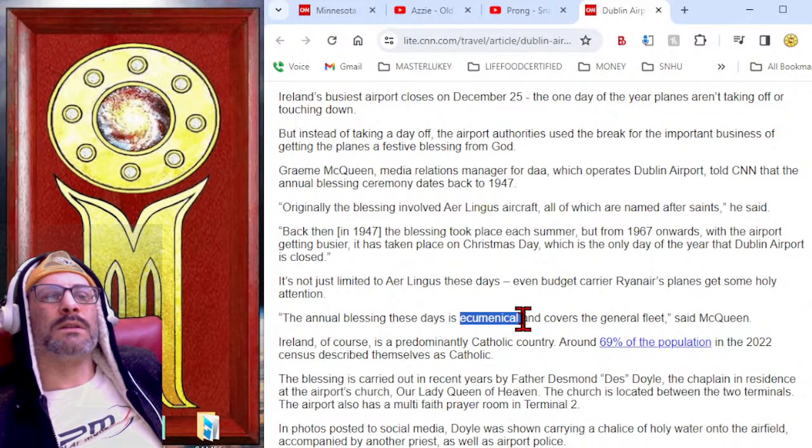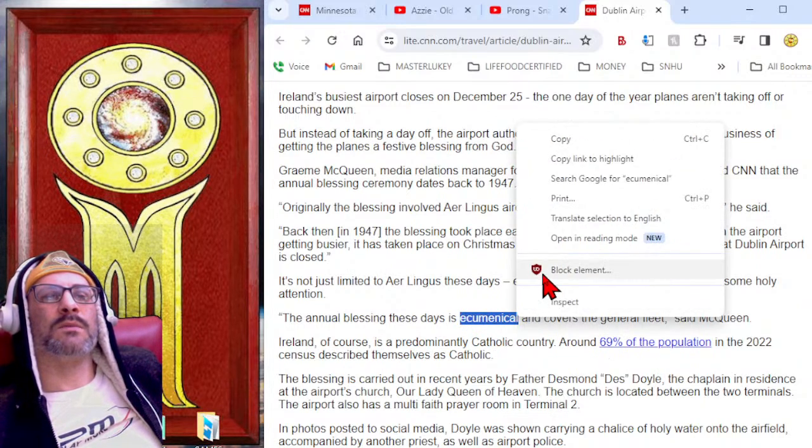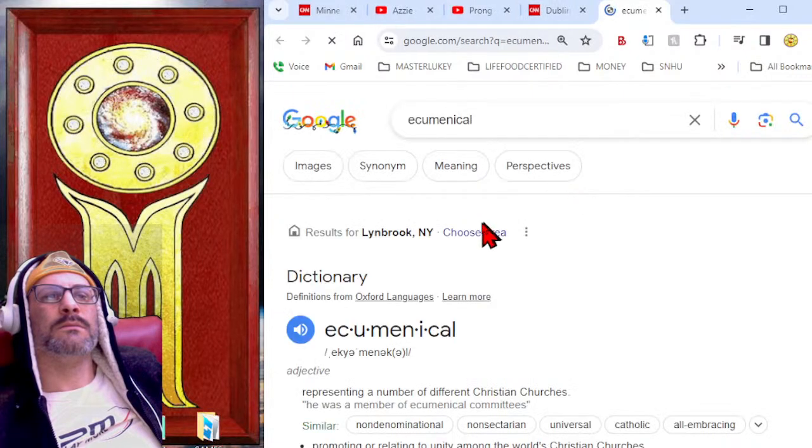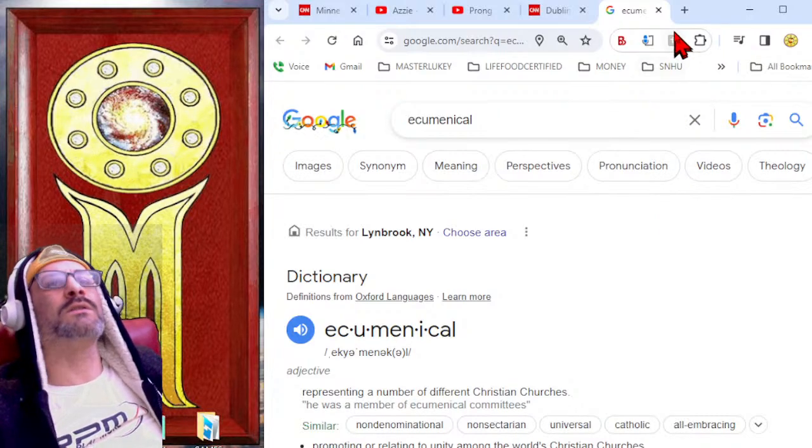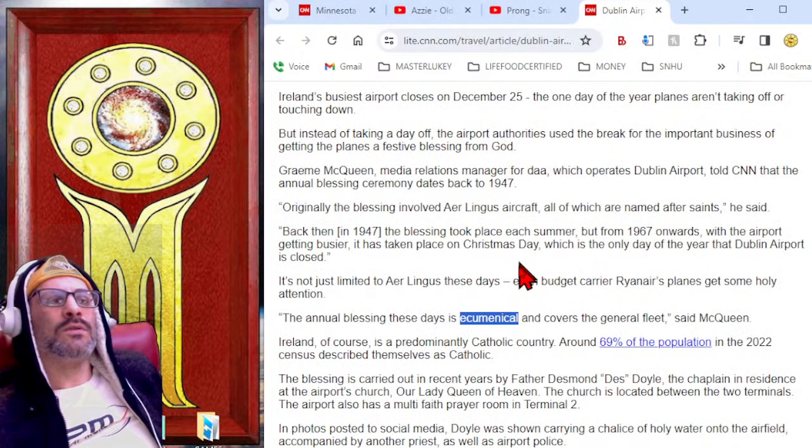What does ecumenical mean? Does that mean not associated with a religion? Representing a number of different Christian churches. Okay, so it's a general Christian blessing.